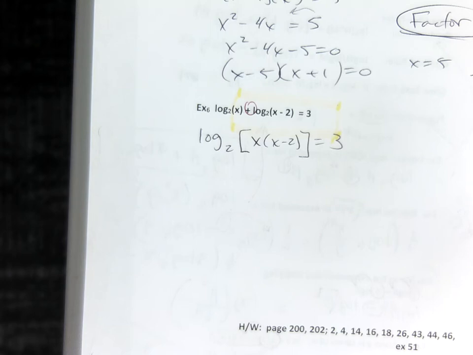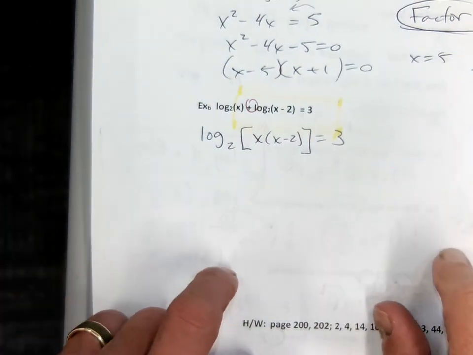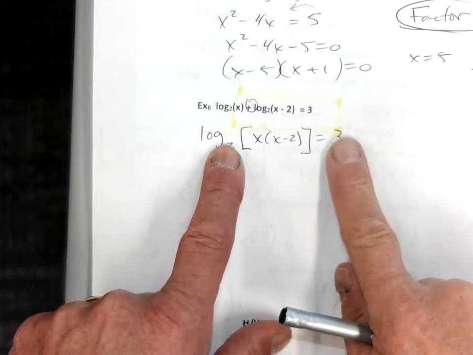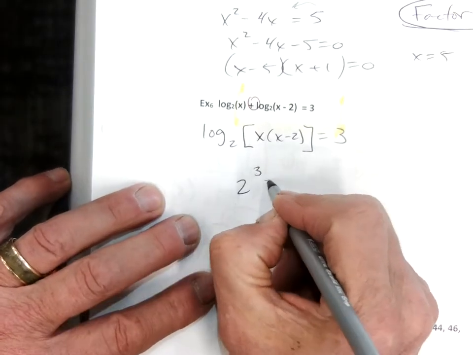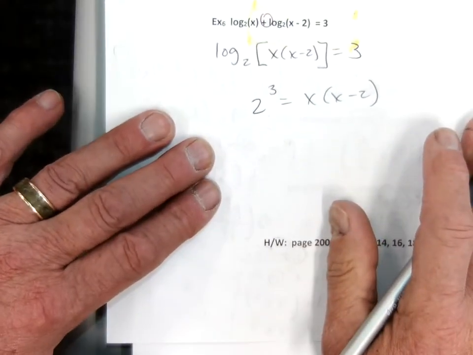We can get rid of the log. We're going to change it to exponential form. What did you do on your maze? Change it to exponential form. So what can I write? You write 2 to the 3rd power equals x times x minus 2. Ah, the log is gone. Cool, huh?